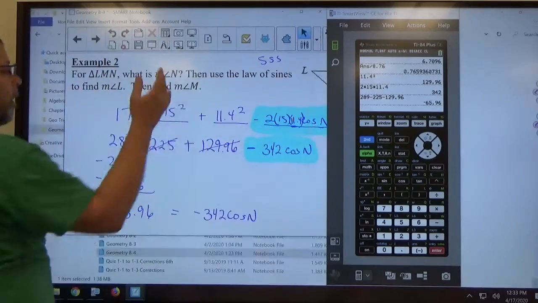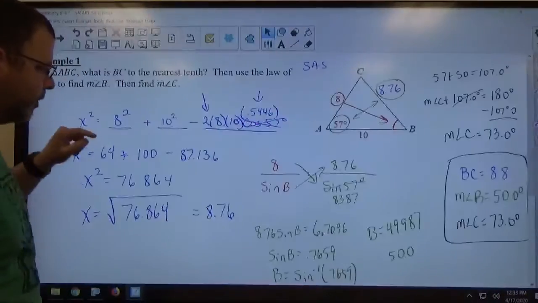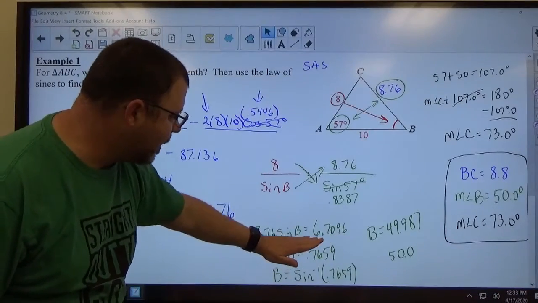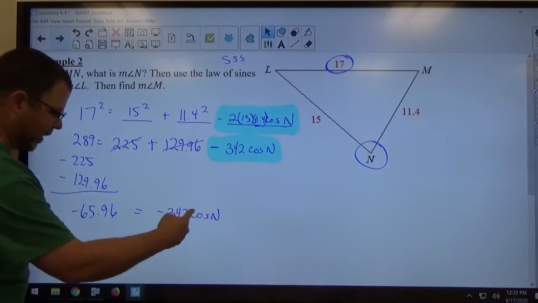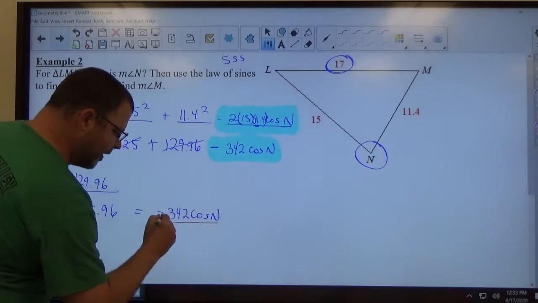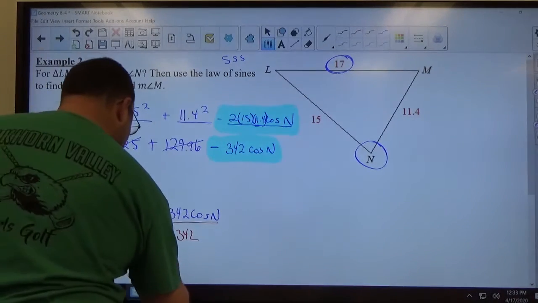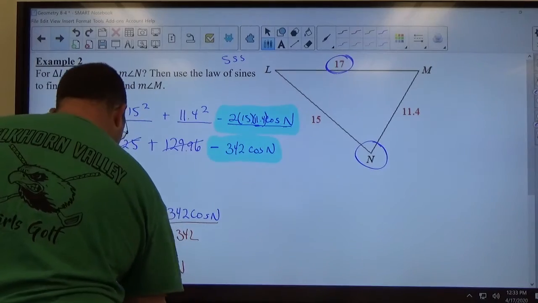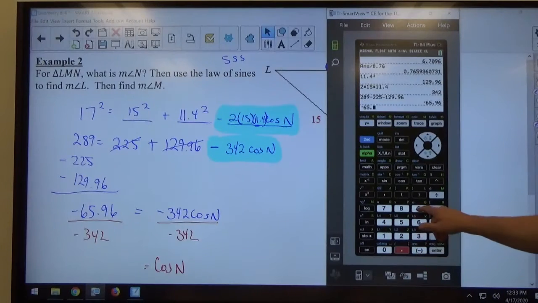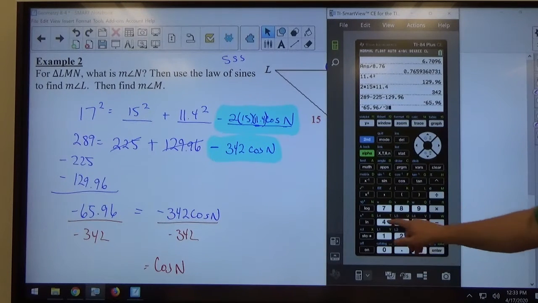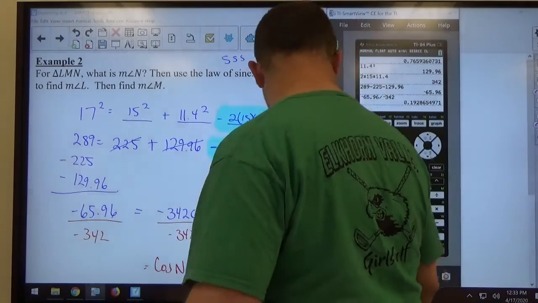And just like the law of sines in the last problem that we dealt with, come back here real quick, where I had something times sine equals something, I divided to get sine equals a number. I'm going to do the same thing here. I've got something times cosine of N equals something. I want to divide by this number, negative 342, on both sides, to get what cosine of N is. So cosine of N all by itself equals negative 65.96 divided by negative 342. Notice both numbers are negative, so the end result is a positive quotient, 0.1929.